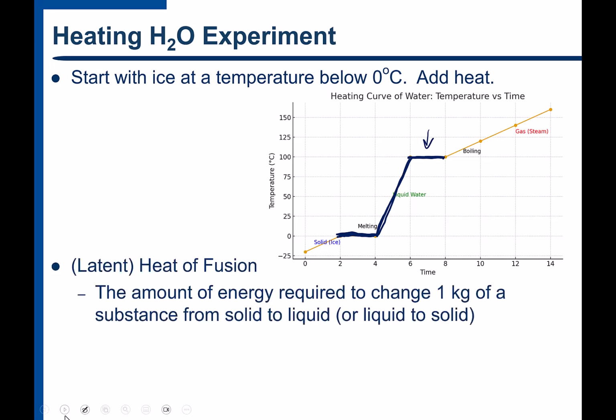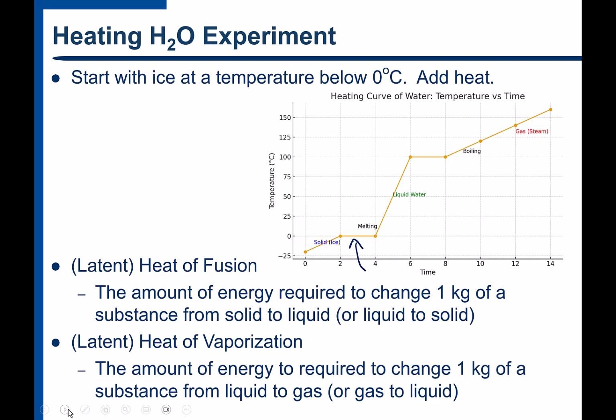So we're going to define a couple new terms here. What we call the heat of fusion, or sometimes the latent heat of fusion. We'll talk more about that in a minute. The heat of fusion is the amount of energy required to change 1 kilogram of a substance from a solid to a liquid. So in other words, that's what is important in this phase. How much energy does it take to do that phase change?